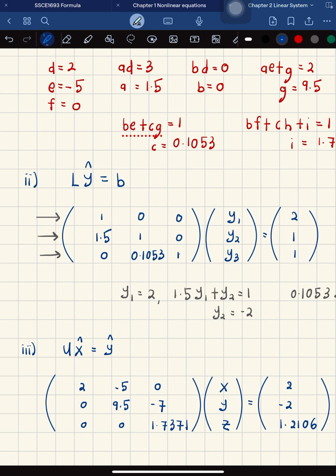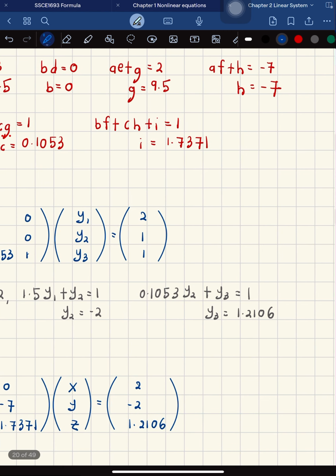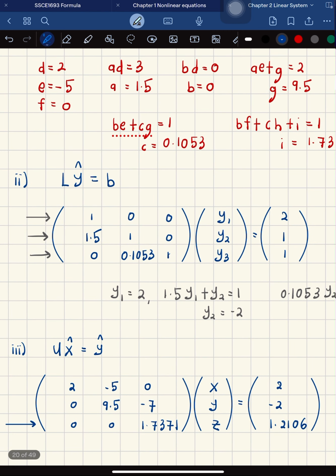You can apply the forward substitution like just now. This one is backward substitution, so you can start from this row, or maybe you can use the calculator to find the value. Menu, alpha A, simultaneous equation. So 3 equations: 2, negative 5, 0, 2, 0, 9.5, negative 7, negative 2, 0, 0, 1.7371, 1.2106.